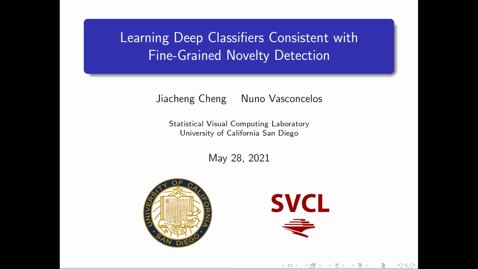This video is a brief overview of the paper Learning Deep Classifiers Consistent with Fine-Grained Novelty Detection. This work is by Jiacheng Chen and Nuno Vasconcelos at the University of California, San Diego.